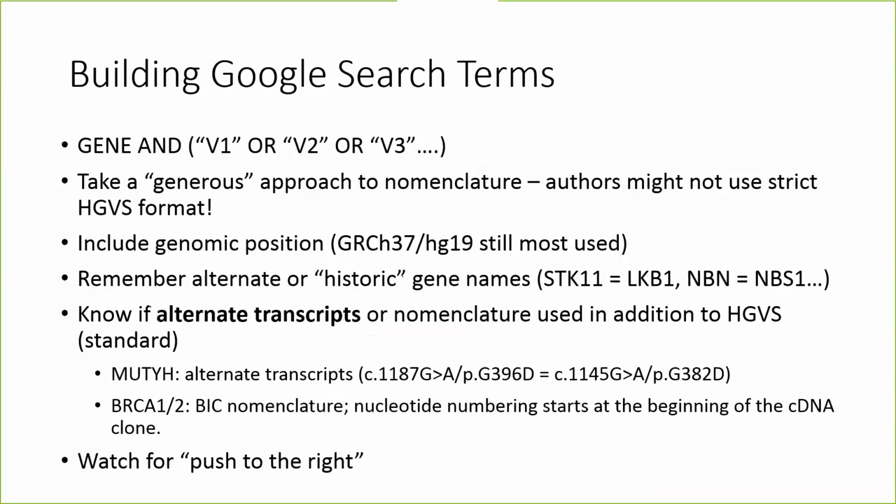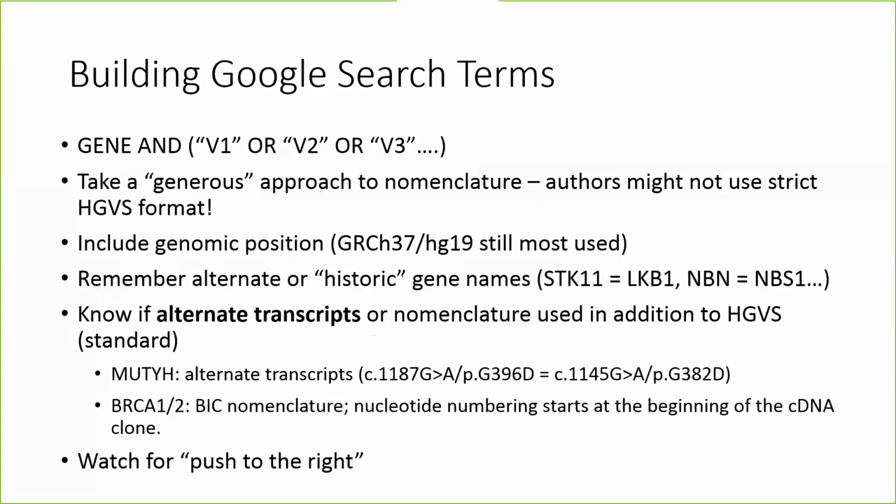Some tables are including genomic position, and they're separating out the nomenclature in a way that makes it difficult to search for. But sometimes genomic position is provided, which can be a helpful item to include in your search string. Some genes have historic names. So, for example, STK11, which causes Peutz-Jeghers syndrome, used to be called LKB1. It's one of its AKAs. NBN, NBS1. So if there are alternate or historic gene names, you might consider building them into your search string.